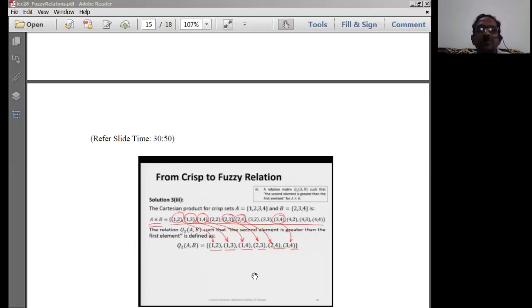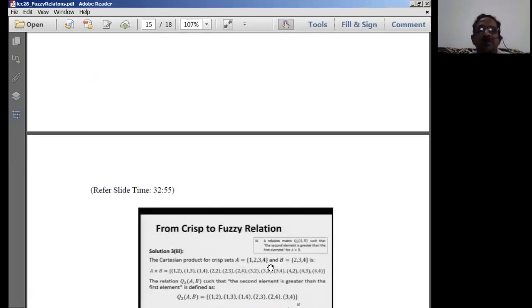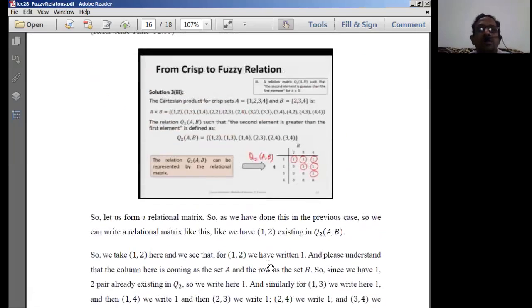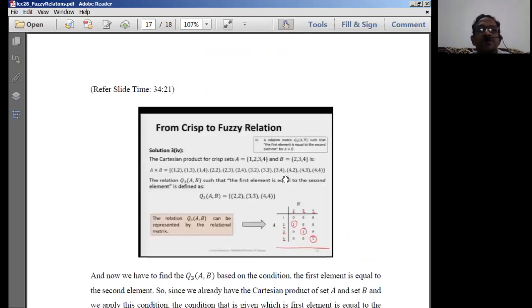So this is what we discussed in the previous class, and we have made a relational matrix based on these particular relationships: second element greater than the first element. Wherever the relationship holds good, there we are going to have a one. That is how we have written it over here. That means A is going to have 1, B is going to have 2. Now there is a relation between these two for this particular criteria of second element greater than the first element, so it will have a value 1 here. So like this we have made a relationship for crisp sets.